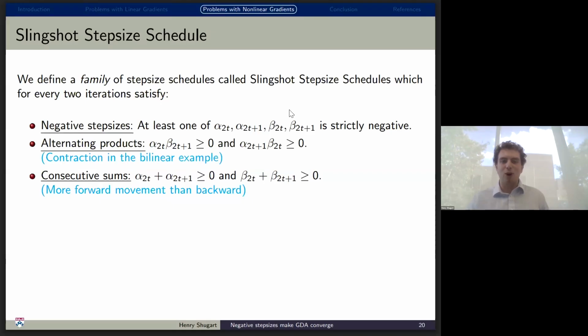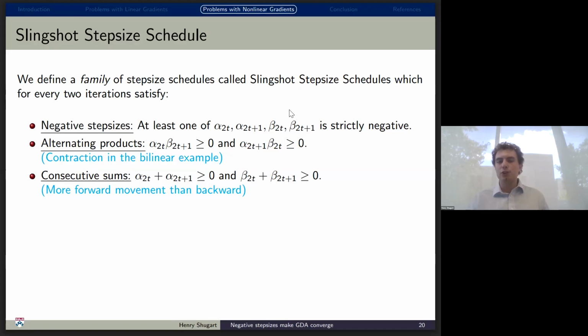Okay, so going back to this family of step sizes that we propose in our work, we propose a family called the slingshot step size schedules, which satisfy a set of 3 conditions every 2 iterations. The first condition is that at least one step size is negative.